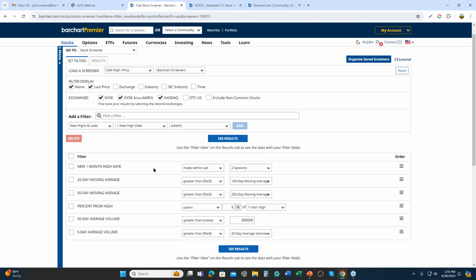So now I want to look for uptrending price, right? Remember, price above a moving average tends to stay above that moving average if it's in an uptrend. So what I'm going to do here is layer or stack multiple moving averages, because that's going to give me greater confidence. So I want my price to be above my 20-day moving average, but in this case, I want my 20-day moving average to be above my 100-day moving average.